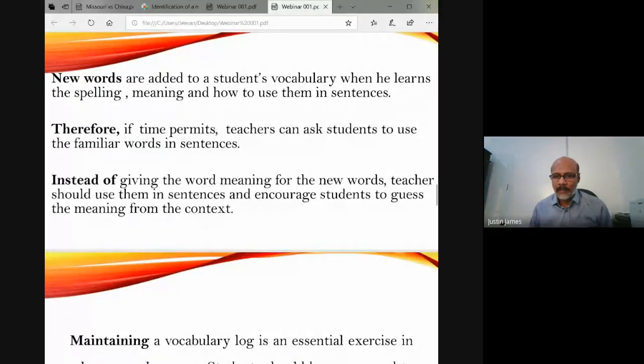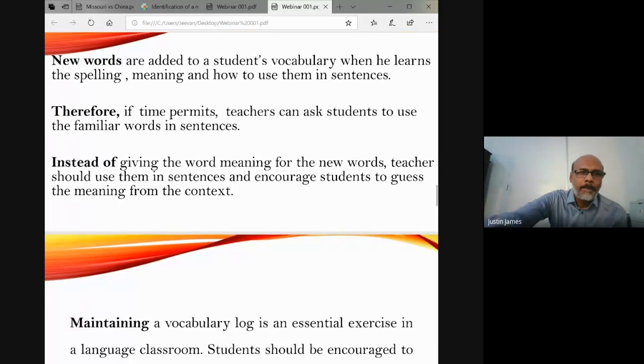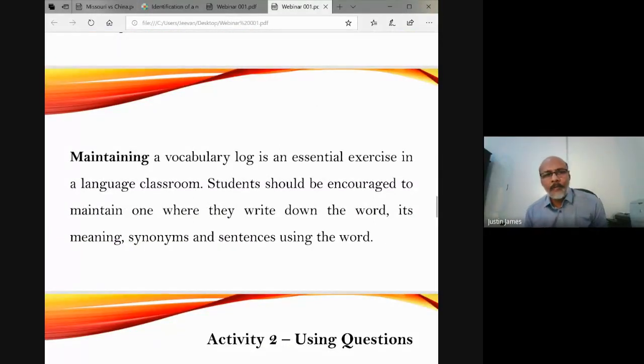This is also very important, where they derive the meaning of the words from the context. It will enhance their thinking abilities also. As a follow-up action, we can ask students to maintain a vocabulary log. In that log, we can ask them to write the word, the meaning of the word, synonyms, and a sentence using the word.